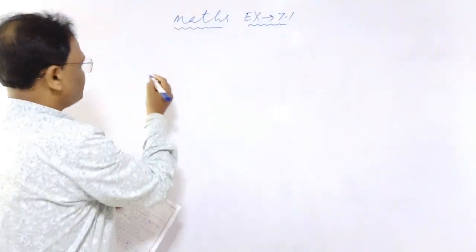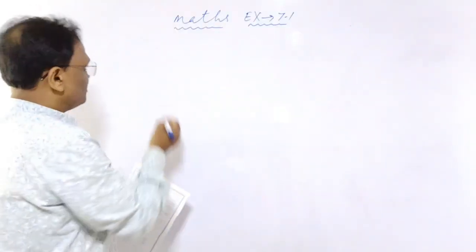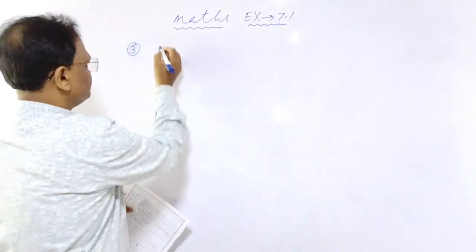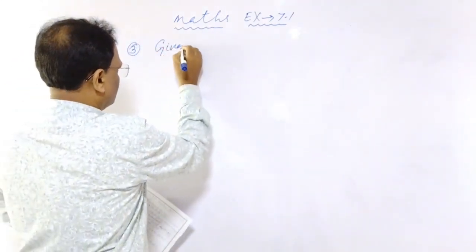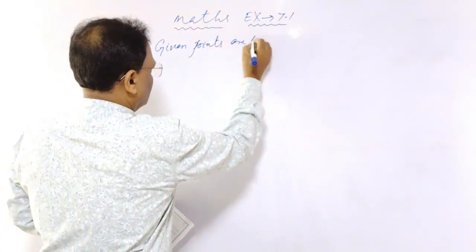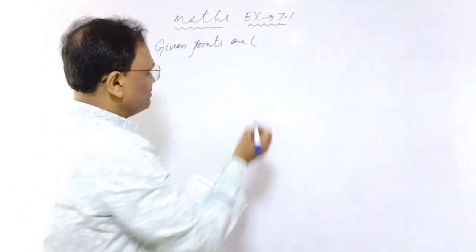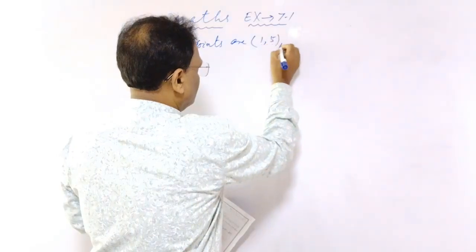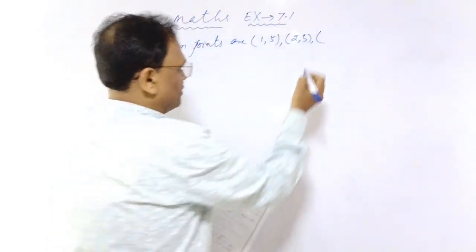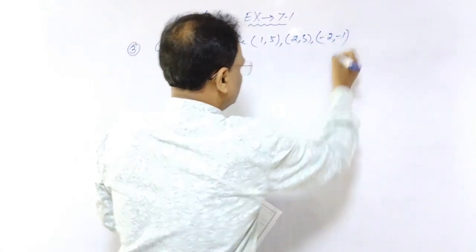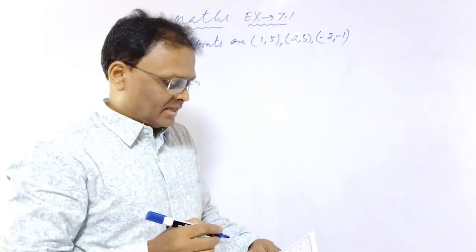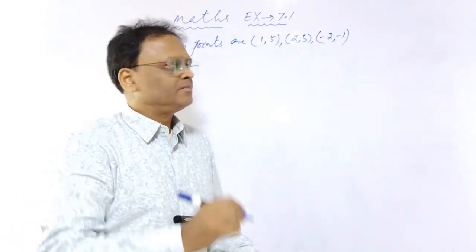This is question number 3. The given points are 1, 5, 2, 3 and -2, -1. He has given these 3 points and he is asking to check whether these points are collinear or not.